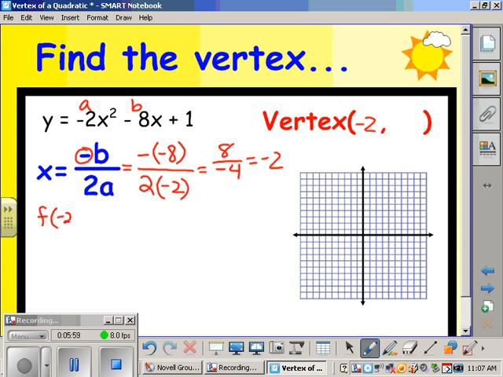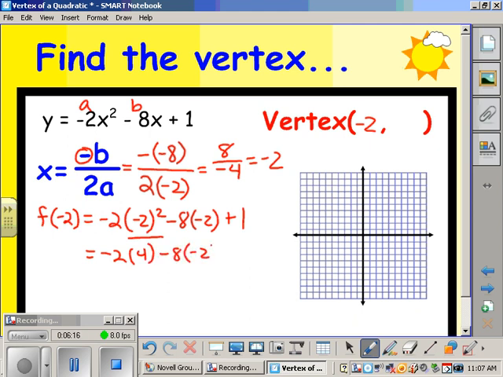We will then plug in the -2 for each x value. So we'll plug in -2 here, and then here. Then we'll do the exponent first, so we'll get -2 times +4. Drop everything else down. Then we'll do our multiplying. That gives us -8 plus 16 plus 1. When you add all those together, you're going to get 9. So 9 is your y value.